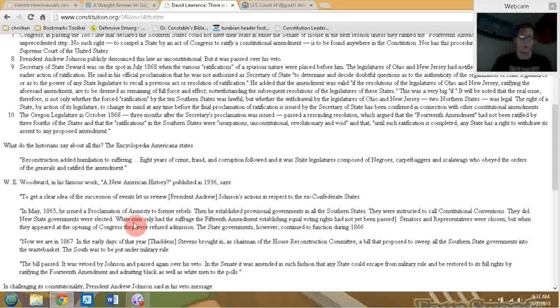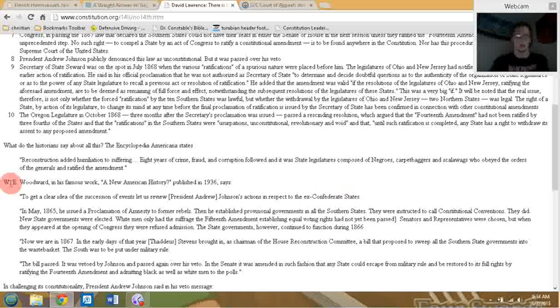What do historians say about this? The Encyclopedia of Americana states, Reconstruction added humiliation to suffering, 8 years of crime, fraud, and corruption followed. And it was state legislators composed of, it says right here, I'm not approving this term, but I'm reading a quote here, as you can plainly see, of blacks, carpetbaggers, scalawags, who obeyed the orders of the generals and ratified the amendment.